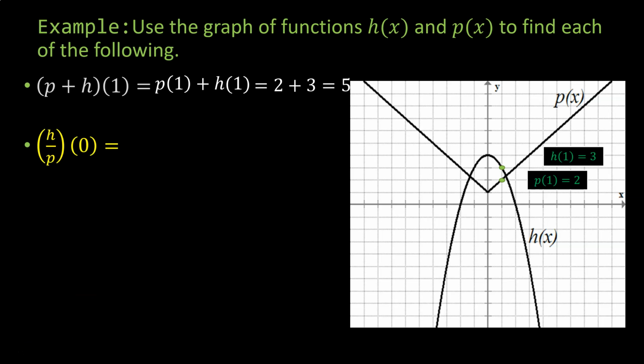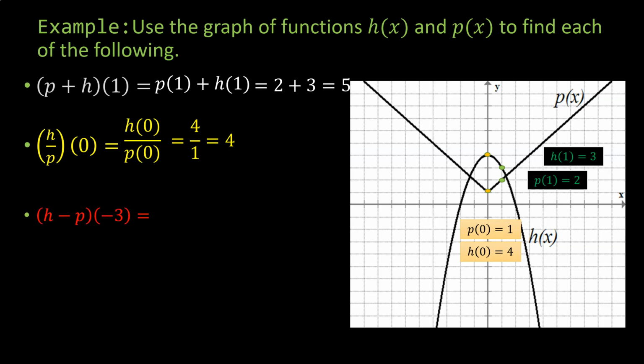When looking for h divided by p of 0, by definition, it is h of 0 divided by p of 0. And since I just said divided by p of 0, we need to pay attention to that denominator. It cannot be 0. Well, lucky for us here, p of 0 is 1, so that's good. H of 0, in this case, is 4. So we have 4 over 1, which is 4. Awesome.